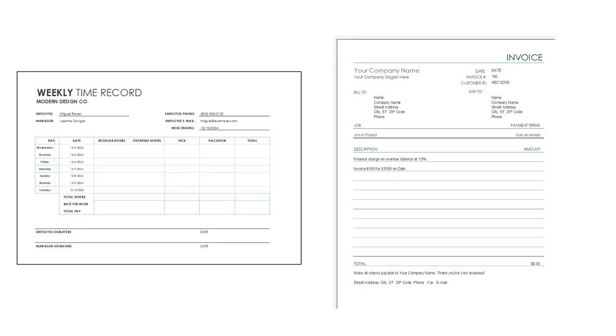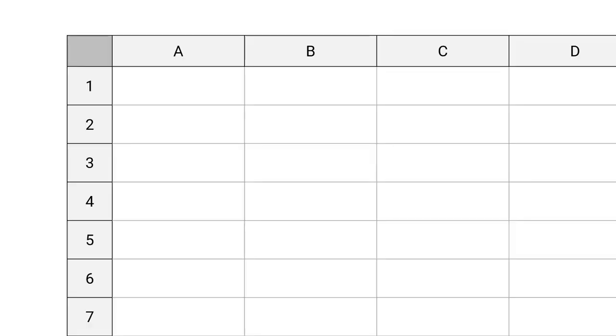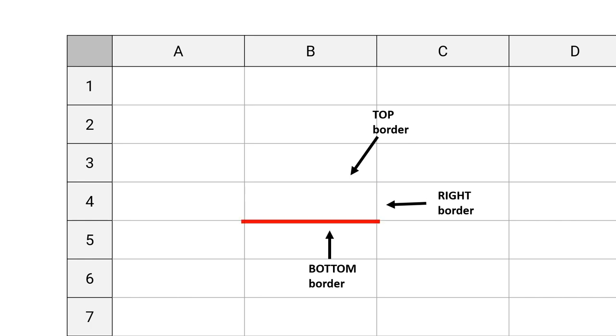When you're creating forms like invoices or timesheets, maybe you don't want all of those lines, it just looks messy, but you do want a few lines so the information, whatever is typed or written in, is clearly organized and formatted. Each cell has 4 sides. There's a top border. There's a right border. There's a border on the bottom of that cell, and there's a left border.